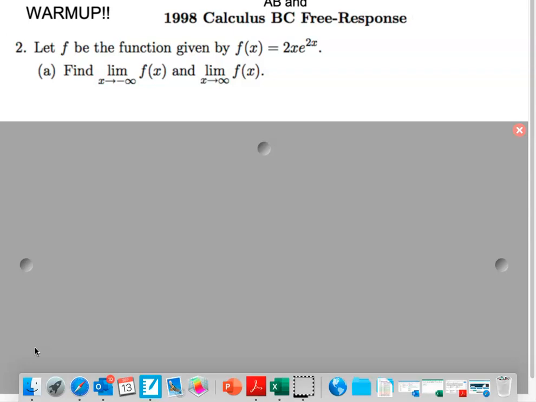And the limit as x approaches positive infinity, we get 2 times infinity times e to the infinity, which is 2 times infinity, which is infinity, right? So that one is pretty straightforward. You plug in a bunch of infinities and multiply them together, you're going to get a really big infinity. All right, the negative infinity is a little bit trickier.